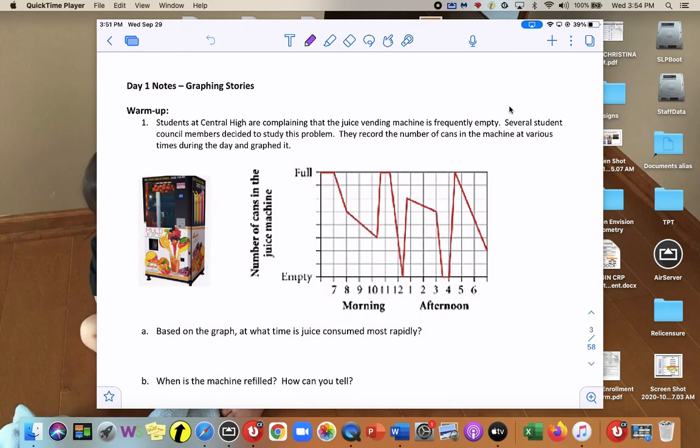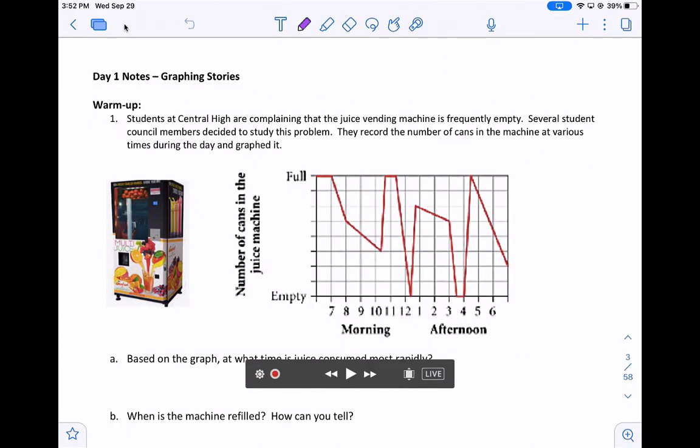In day one, we're going to look at graphing stories. So we're going to start with this warm-up. Students at Central High are complaining that the juice vending machine is frequently empty. Several student council members decided to study this problem. They record the number of cans in the machine at various times during the day, and they graph it.